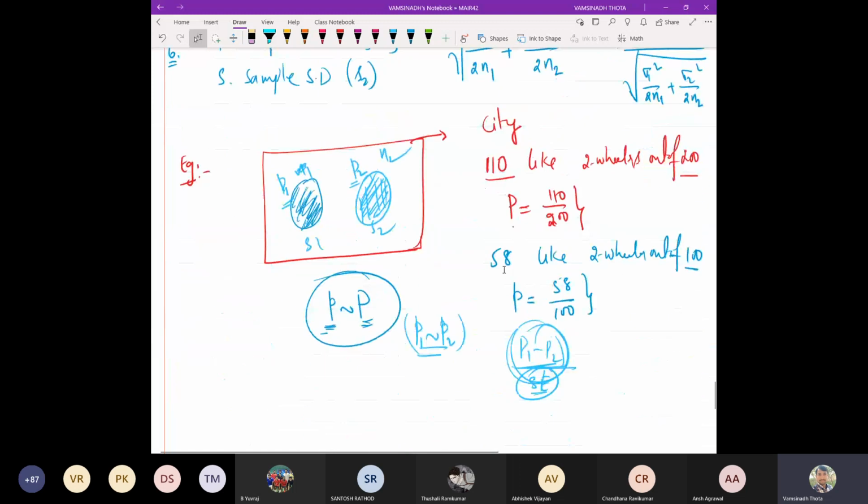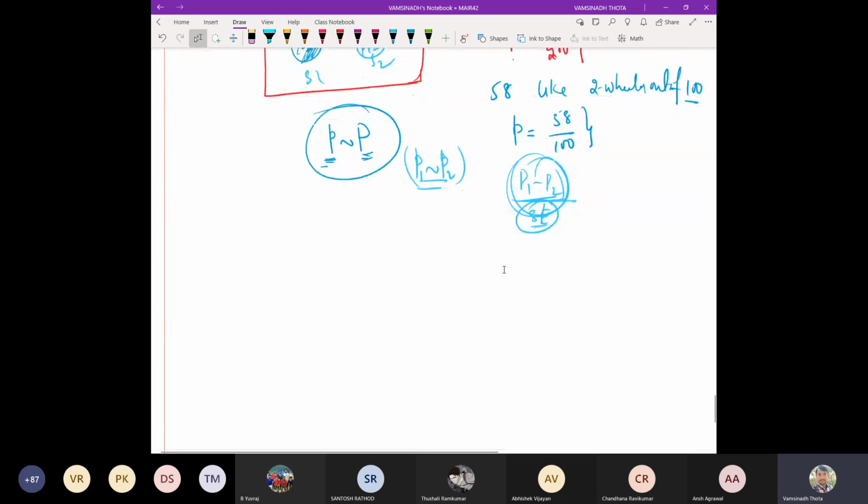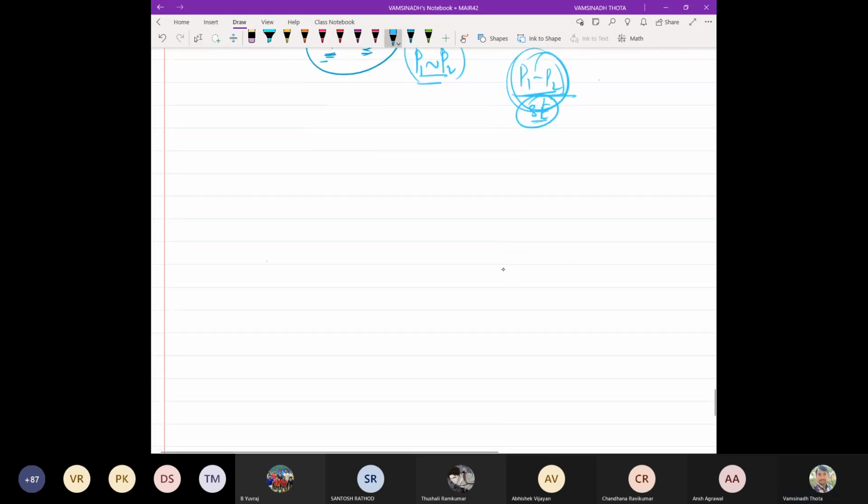Okay. So all those things can be approximated with some formulas, and these formulas will be helpful only in the case of large samples, but not for the small samples. For the small samples, we have other things that will come after 2 sections. Okay.